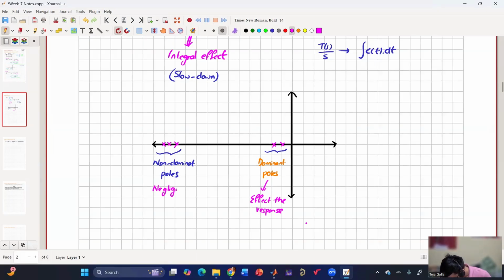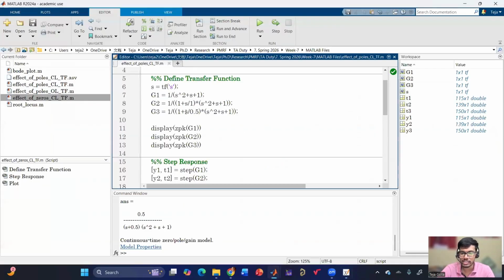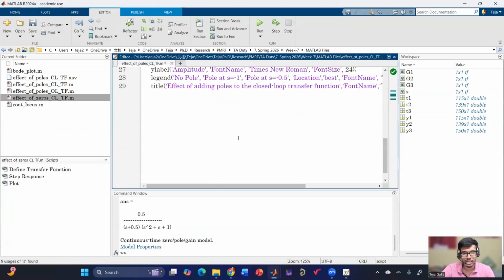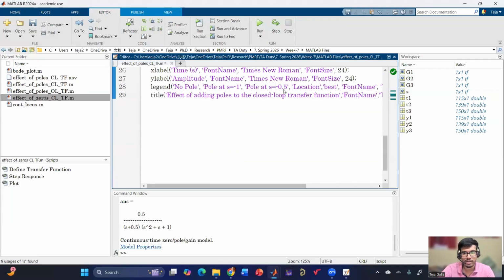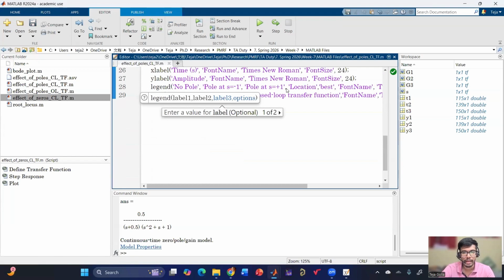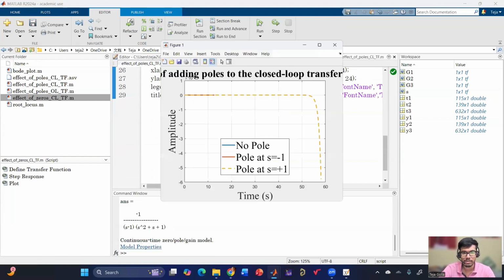So if we do not want some pole to be affecting the response, we'll try to push it far away from the omega axis, but on the LHP side. Let us quickly consider one example where I'll consider an RHP pole because it is unstable, right? So let me consider the same pole. One is on the LHP, one is on the RHP: one is at s equal to -1, one is at s equal to +1. We know that it is unstable, but let us see.